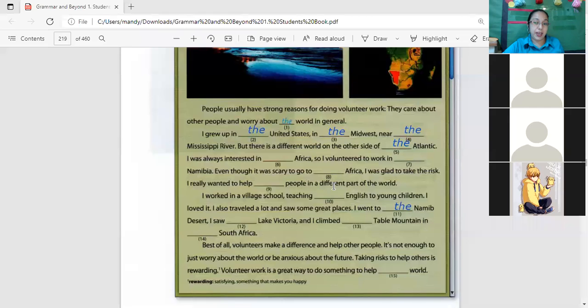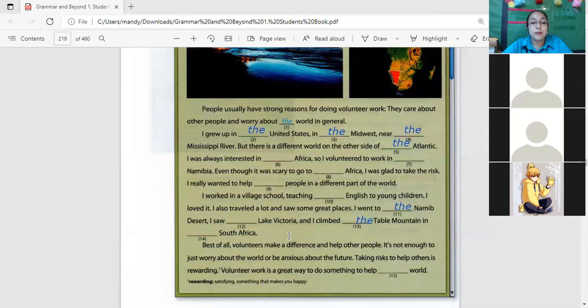The Table Mountain, or only climb Table Mountain? Okay, according to the rules, or maybe the usages, it says that we use the article before the names of a mountain. In that case, we use the article, yeah? Okay, the Table Mountain in South Africa, or without?